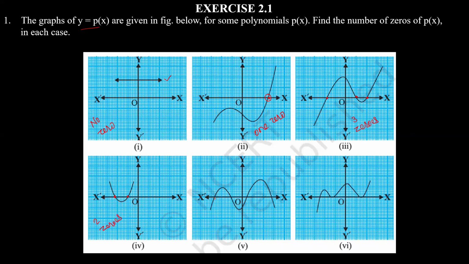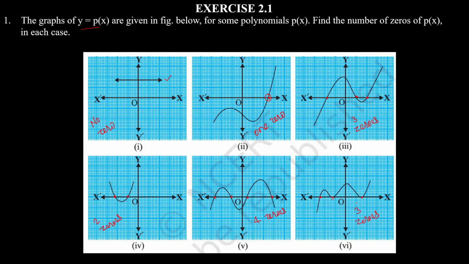Next, the fifth one is going to cross 2 times, 3 times, 4 times. How many zeros? 4 zeros. If it is touching also, that also will be considered. Here in the last one, 1, 2, 3. So finally it is touching. If it is going to cross, then the points will vary. But we are considering that at this point both are touching, so it will have 3 zeros.